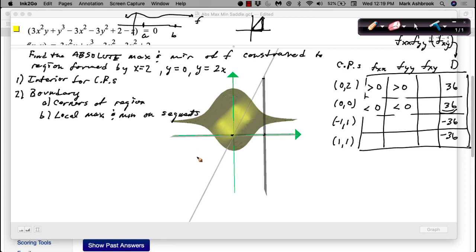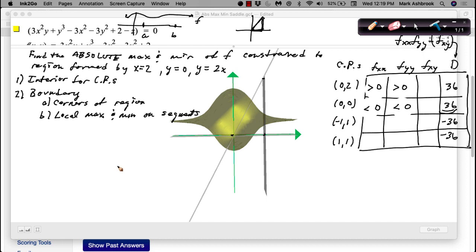So we need to check the whole interior of the region inside the triangle for critical points, local max and min. And then we have to check along the boundary. And so to do the boundary, we'll check the 3 corner points, and then we'll check for local max and min along each edge. Okay? So let's start with our interior critical points.